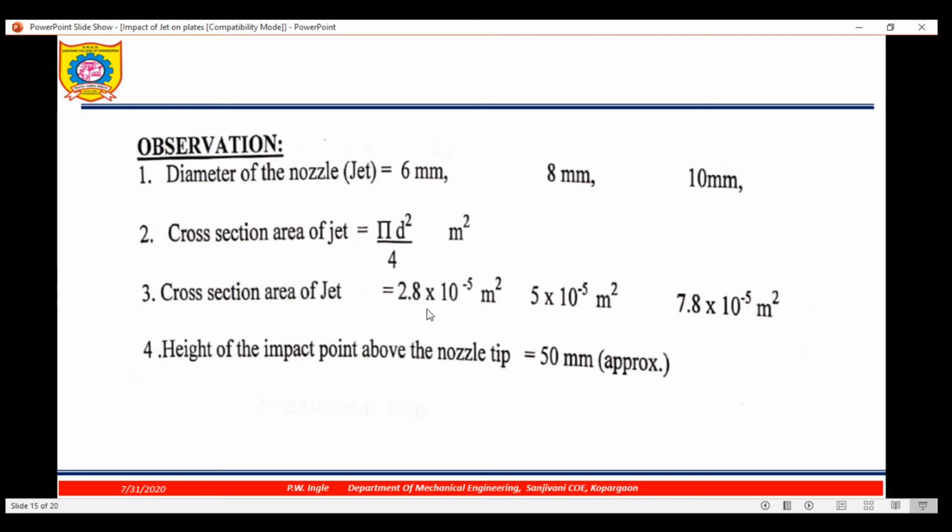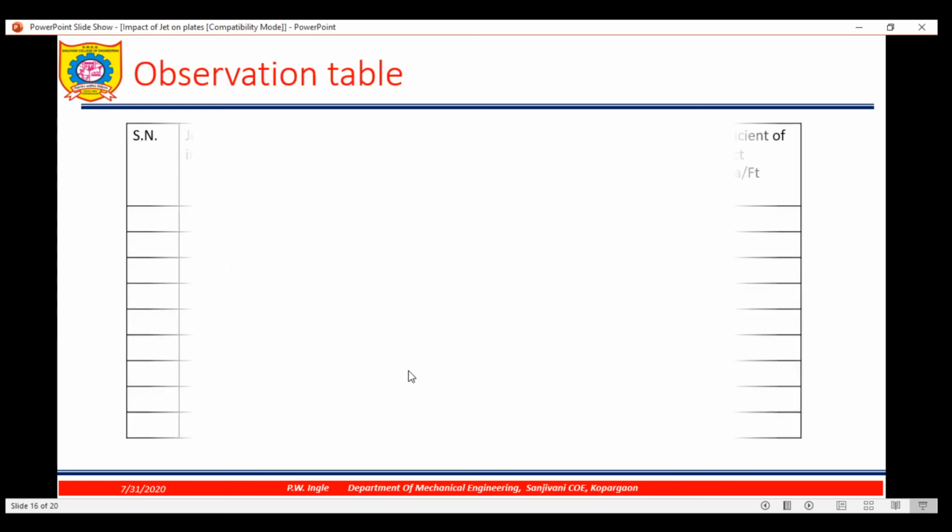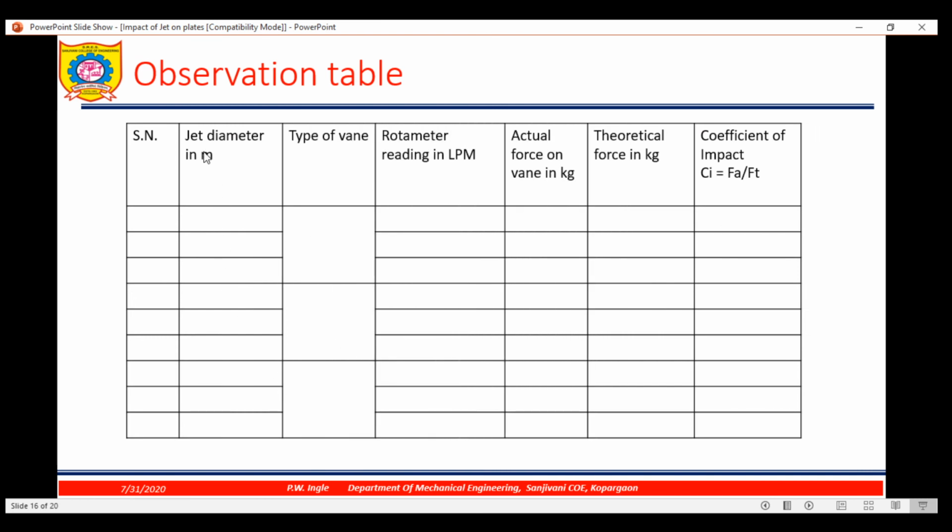For 6 mm it is 2.8 into 10 to the power minus 5 meter square. For 8 mm it is 5 into 10 to the power minus 5 meter square, and for 10 mm it is 7.8 into 10 to the power minus 5 meter square. Then this is the observation table, with jet diameter in meter. You can take different jets, or you can have only one jet and use different pressures. The type of vane is flat, inclined and curved. Rotameter reading in LPM, then actual force.